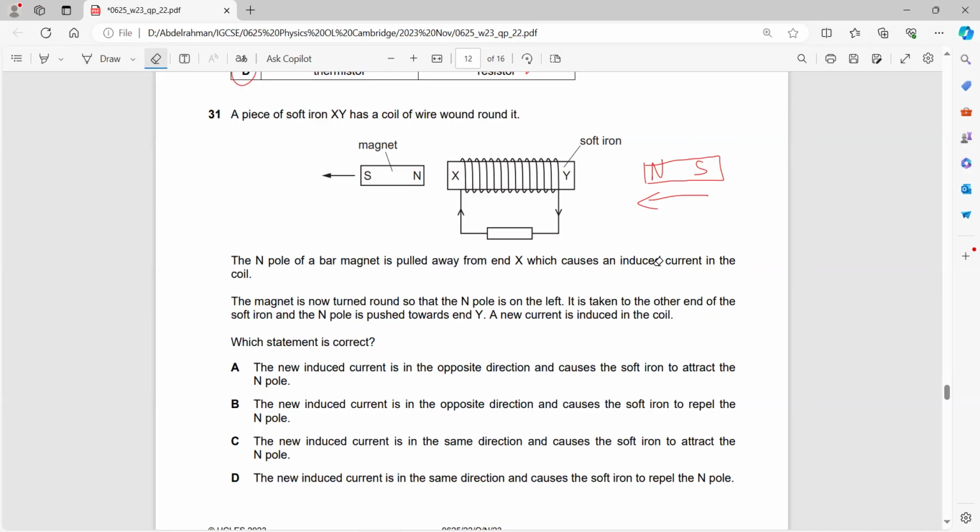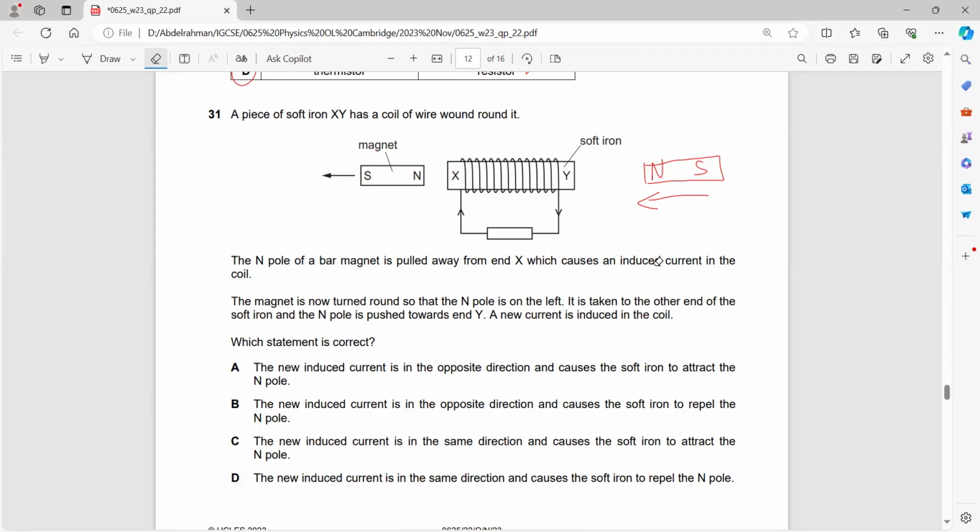But what happened? Wouldn't it repel? I'm thinking about it, here S and N, so the X would be S, right? The X in this case would be north. No, the X would be south, you said. Then the Y would be north, so if it comes near the soft iron it would repel.